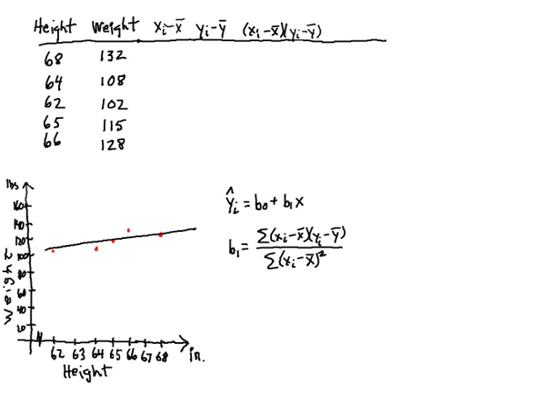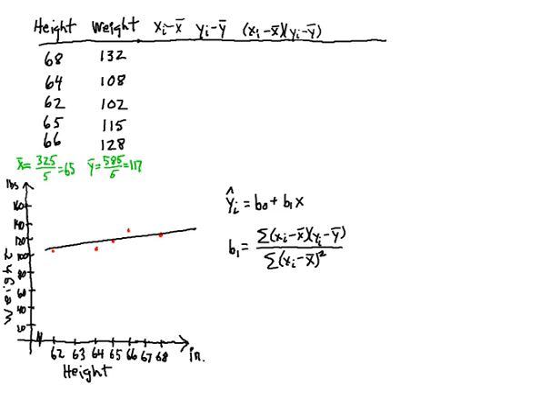I would need to calculate for each x value the difference between it and the mean, and each y value the difference between it and the mean. And I'll need the x bar and y bar to do that. The x bar is the sum of the x values divided by the 5 values equals 65, and the y bar is the sum of the y values divided by the total 5 and giving us 117.